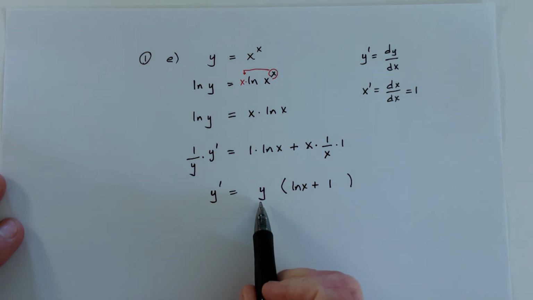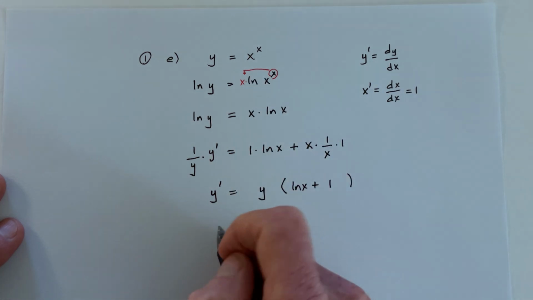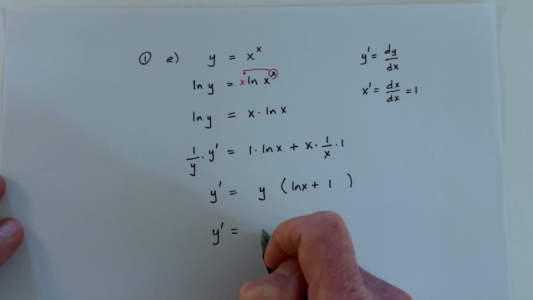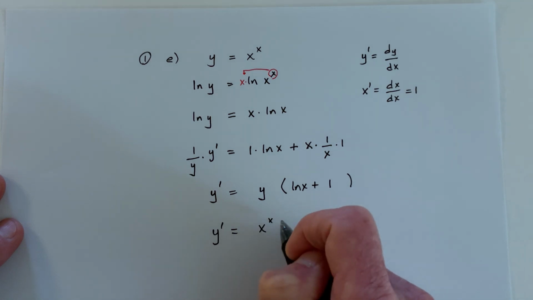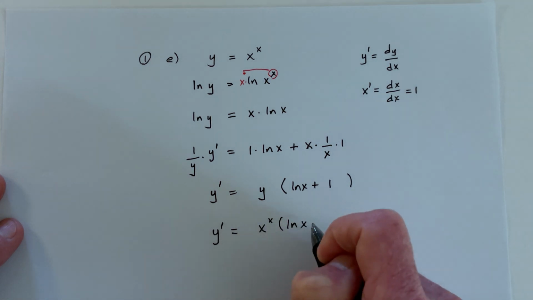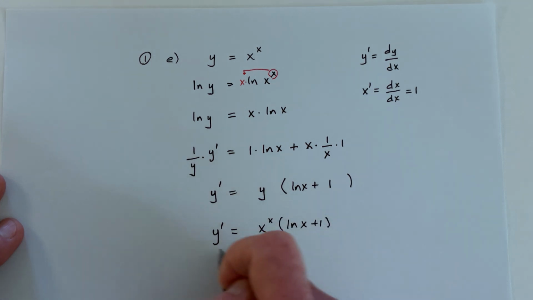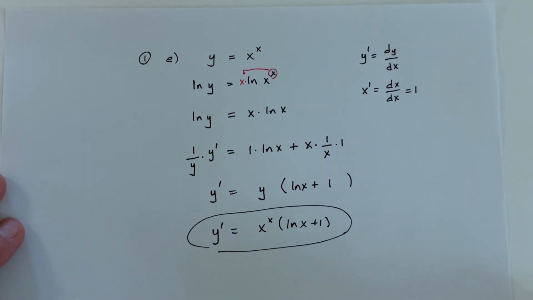And then the last thing is, since I know what y equals, I'll just replace it. So y equals x to the x, and then just put the natural log of x plus 1 in parentheses, and then it's done. And then what about some implicit differentiation?